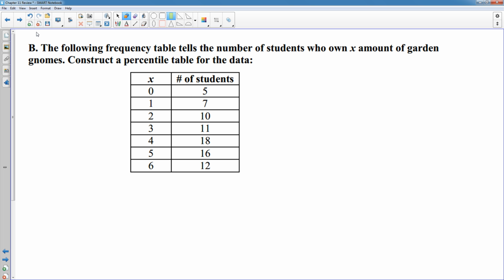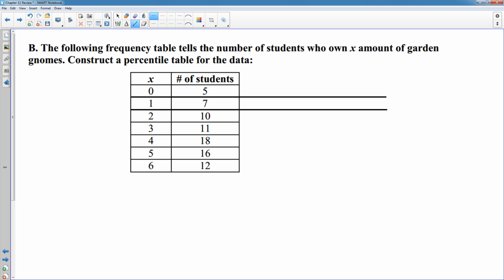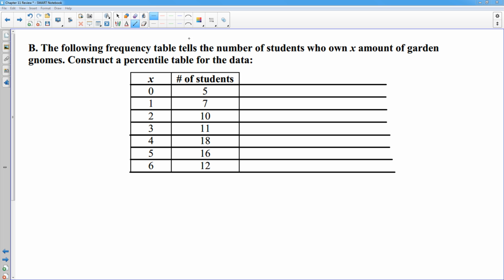This is a frequency table where in this case I'm telling you the number of students who own X amount of gnomes. So X is my categories and the number of students that own that many gnomes. And to create my table, I'm going to extend my table here so I can fill in some blanks. Let me do that real quick. There we go. And what I may do here, and this is going to be slightly different than how I did this in class, not much.